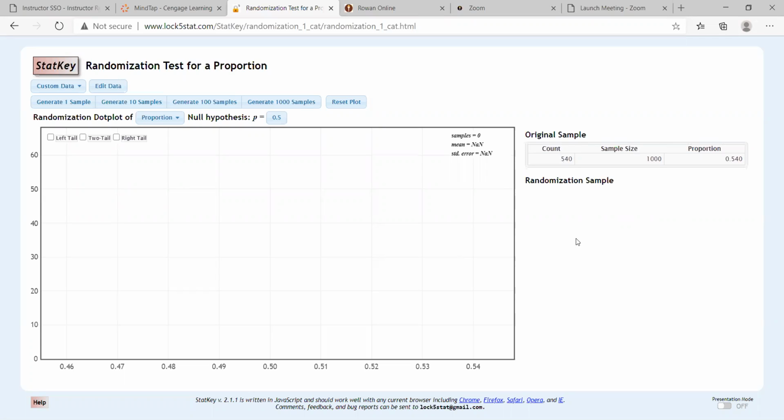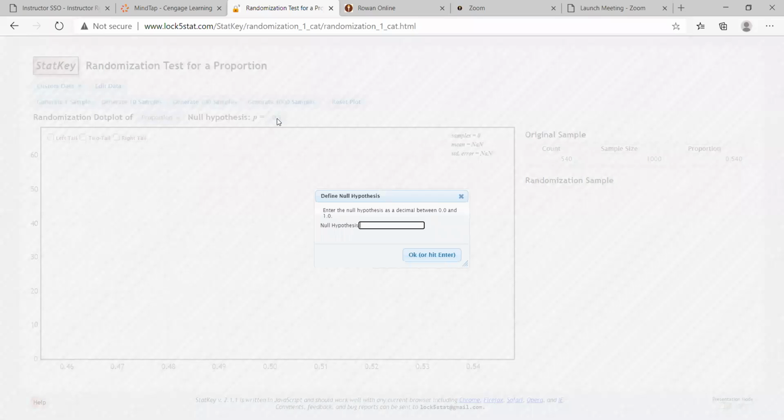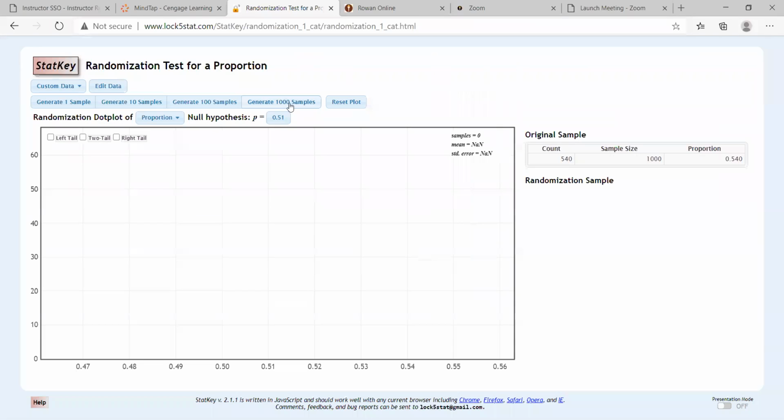So suppose that the null hypothesis is that P is 0.51, 51%. Suppose that's the null hypothesis. You can change the null hypothesis right there. And this is our sample proportion. So what we're going to do, we'll generate some samples. Let's generate a couple thousand of these samples.